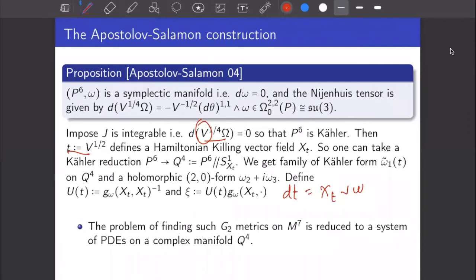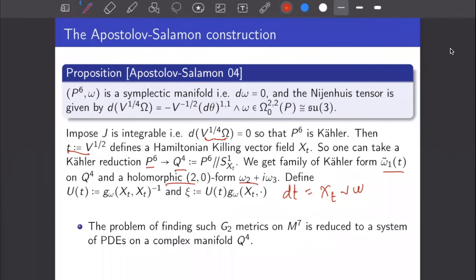So in such a situation, we can naturally take the Kähler reduction of our 6-manifold down to a 4-manifold, which I'm denoting here by Q4. So Q4 is going to be a complex manifold, and it turns out that it inherits a holomorphic (2,0)-form, which I'm denoting here by omega 2 plus i omega 3. This is due to the fact that on our 6-manifold, we had a holomorphic (3,0)-form. And now, depending on the choice of the moment map, so we have a moment map t, we can take different values of the level set to perform the S1 reduction, so we get different Kähler forms. So we end up getting a 1 parameter family of Kähler forms on our quotient space.